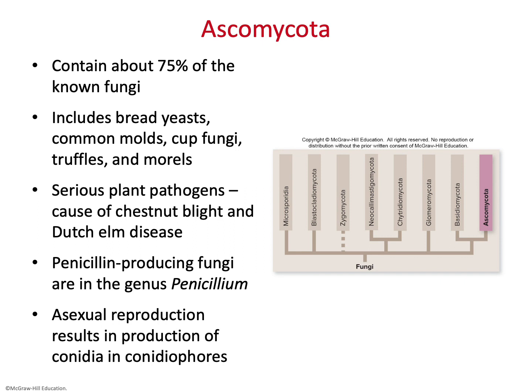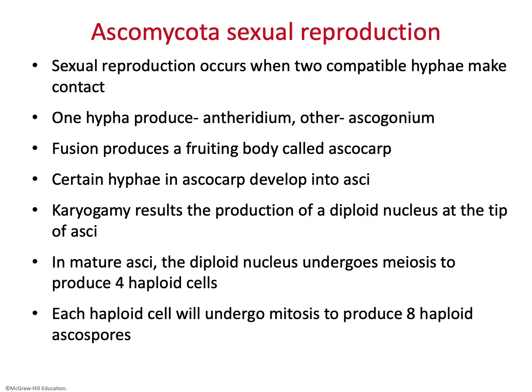Asexual reproduction is common in ascomycetes. They produce asexual spores called conidia in their conidiospores. And we are going to look at the sexual reproductive cycle in ascomycetes. The ascomycete sexual reproduction is initiated when two compatible hyphae make contact. One hypha produces an antheridium while the other produces an ascogonium. Their fusion results in mixing the cytoplasm from each hypha. This will produce a fruiting body called an ascocarp.